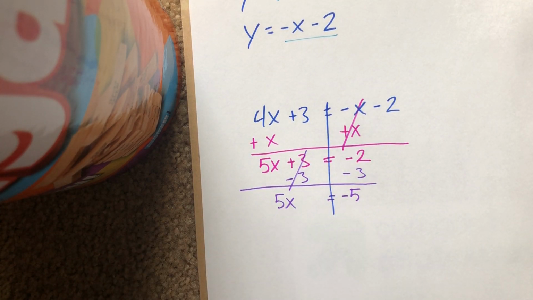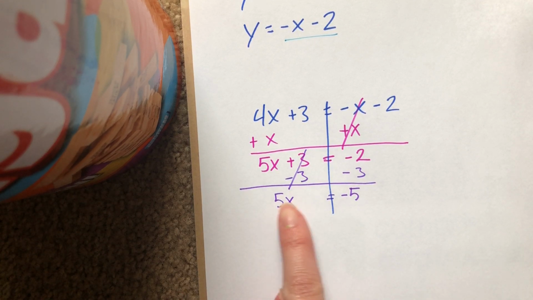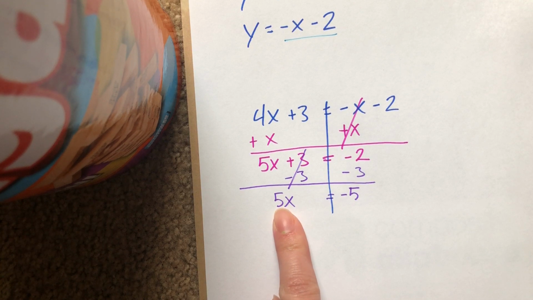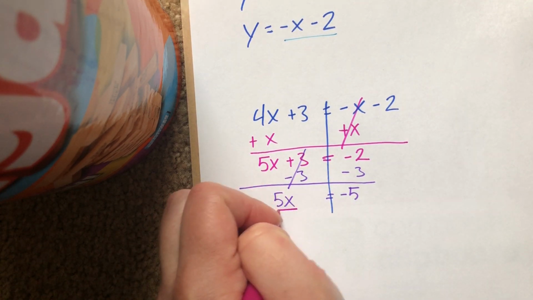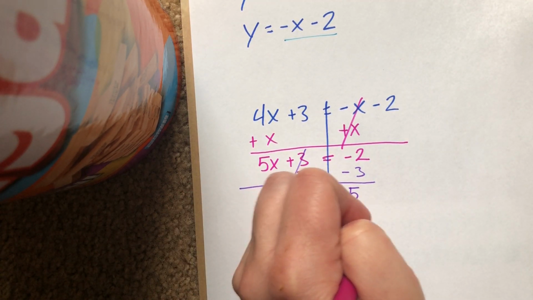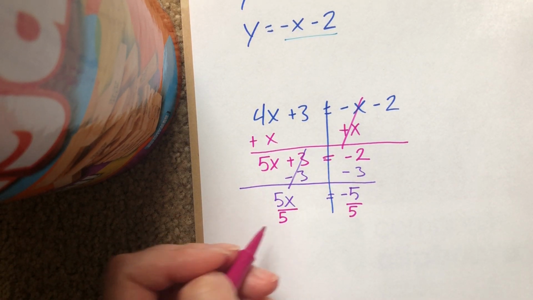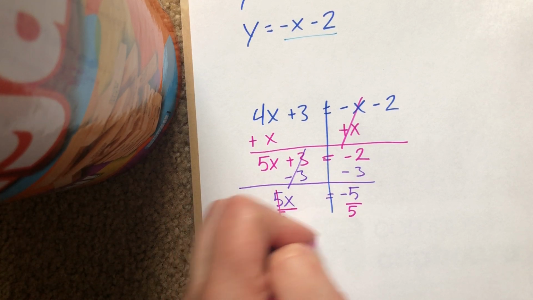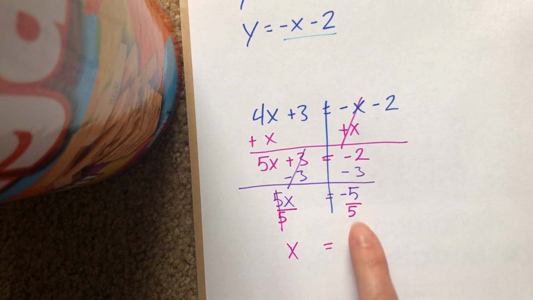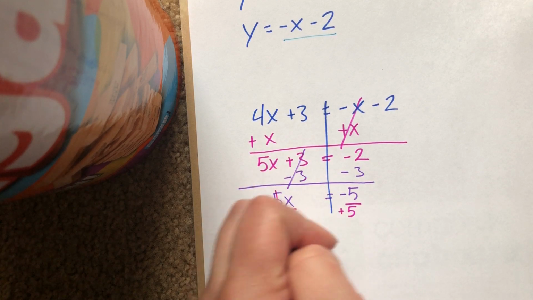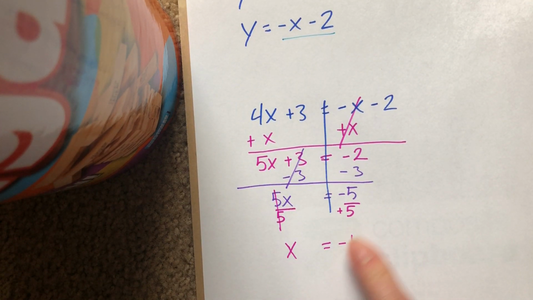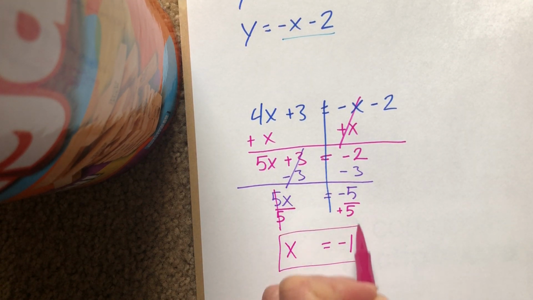All right, I'm almost done with this part. So now I have 5 times x. I want to get x alone, so I need to undo times the 5. So how do I undo times 5? Divide by 5 here, and I divide by 5 here. 5 divided by 5 is going to be 1. Anything divided by itself is 1. So I have x here. Negative 5 divided by positive 5 is going to be negative 1, because we know negative divided by positive is negative, and then 5 divided by 5 is 1. So I have my x is negative 1 here.